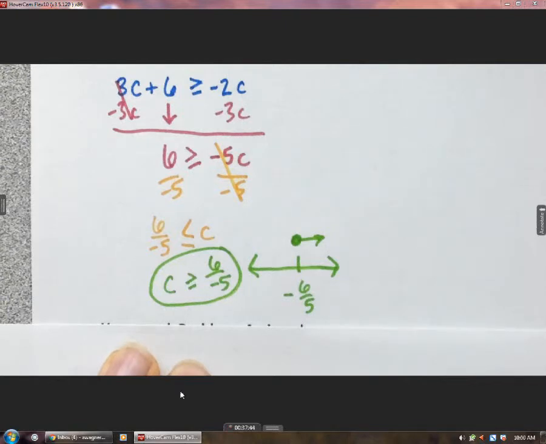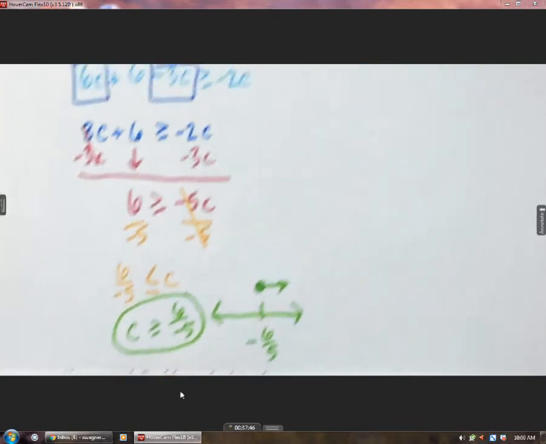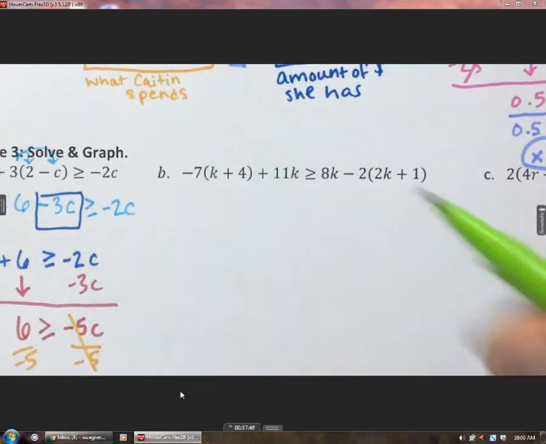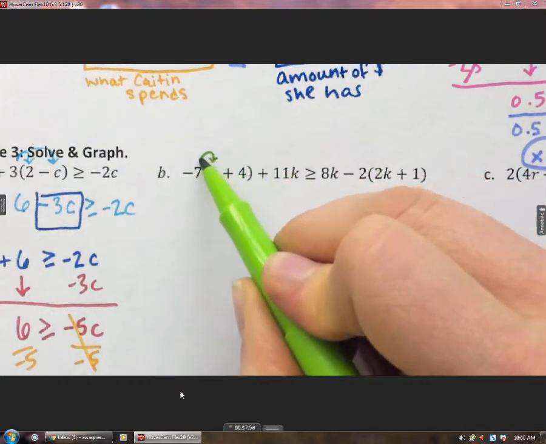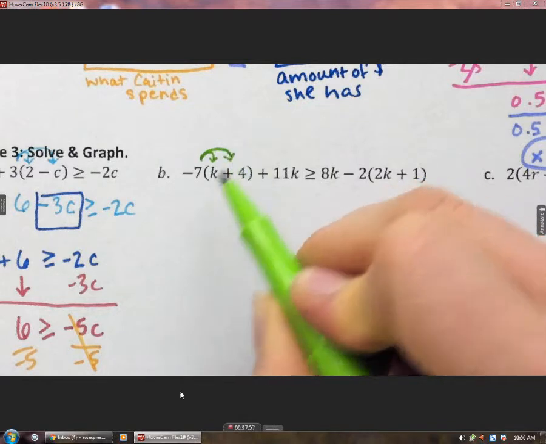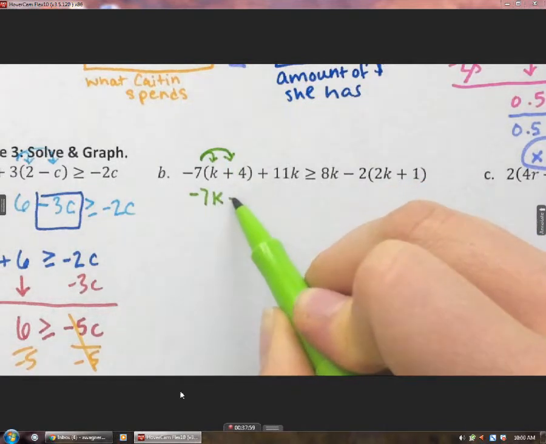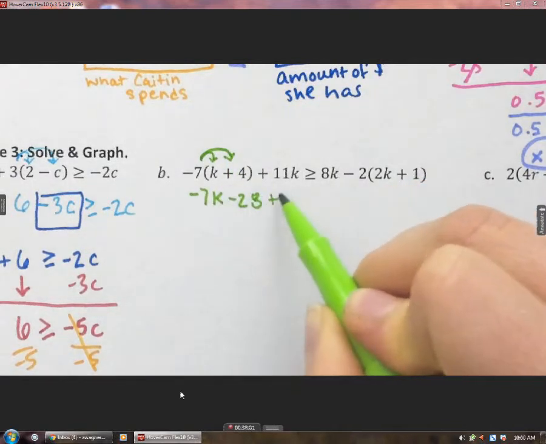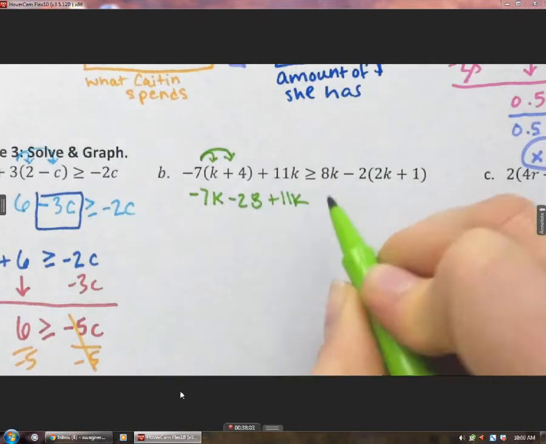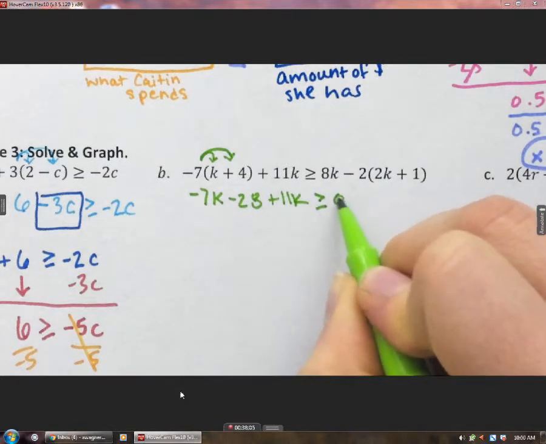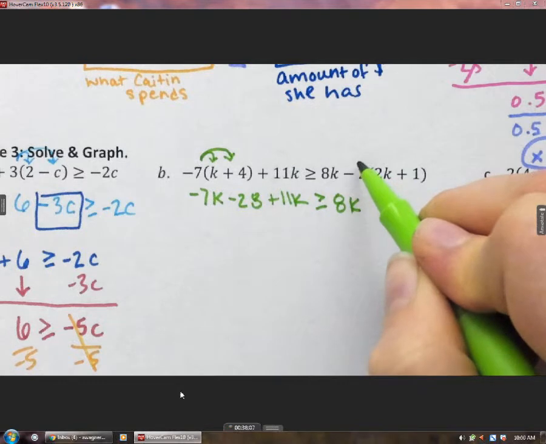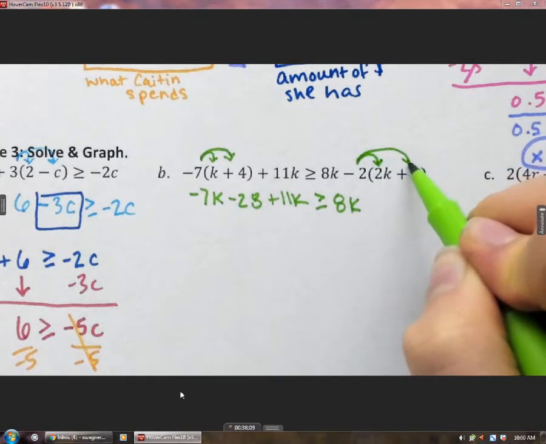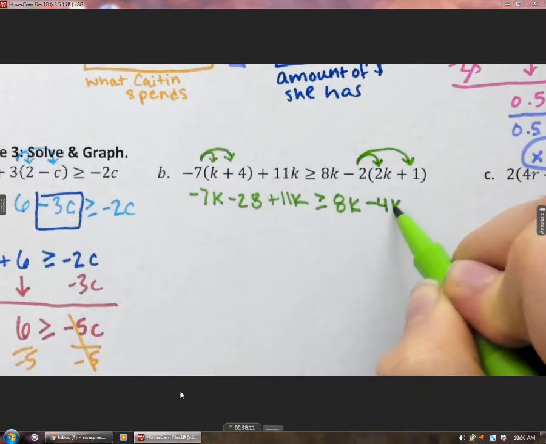Okay, 1 down, 2 more to go. Let's solve this out. What do I do first? Distribute. Negative 7K minus 28 plus 11K is greater than or equal to 8K. Distribute the negative. Negative 4K minus 2.